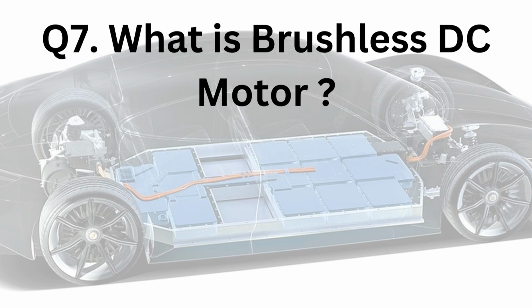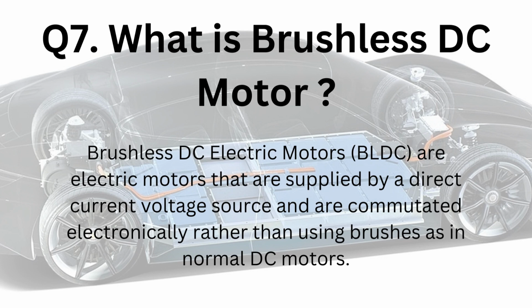So what is brushless DC motor? The brushless DC electric motor is an electric motor that is supplied by a direct current voltage source and is commutated electronically rather than using the brushes as in a normal DC motor. In the normal DC motor we have brushes inside the motor, and here there are no brushes. Here it is directly connected with the DC supply, or you can say high voltage supply. With the high voltage supply only this motor will run, and it will turn the wheel.